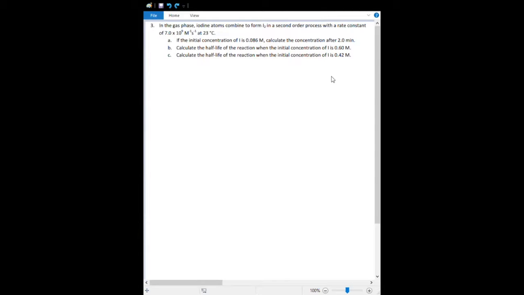I'm a second year mechanical engineering major, and I'm going to be going over chapter 12.3 practice problem number 3. The problem reads as follows. In the gas phase, iodine atoms combine to form I2 in a second order process with a rate constant of 7 times 10 to the ninth at 23 degrees Celsius. If the initial concentration of I is 0.086 molar, calculate the concentration after 2 minutes.